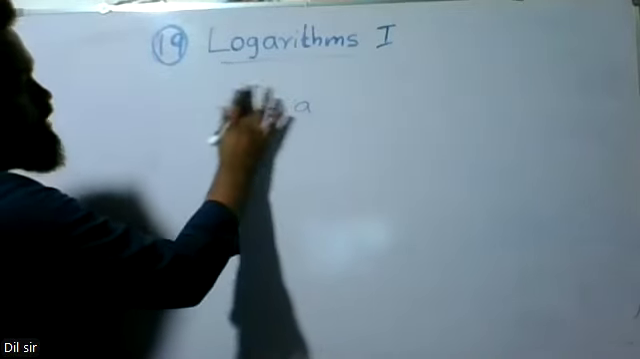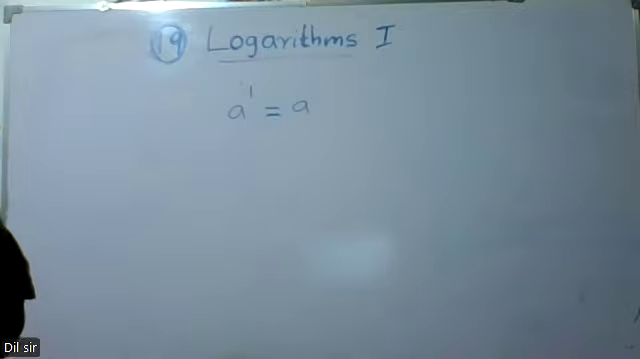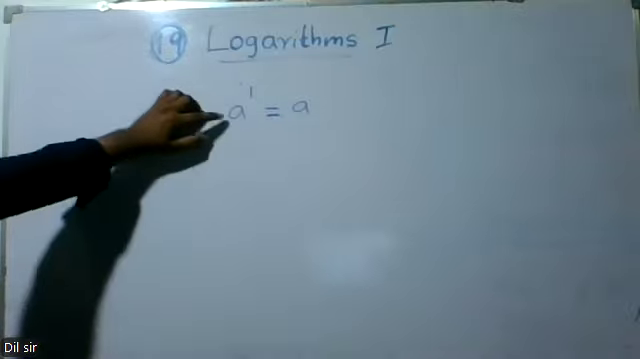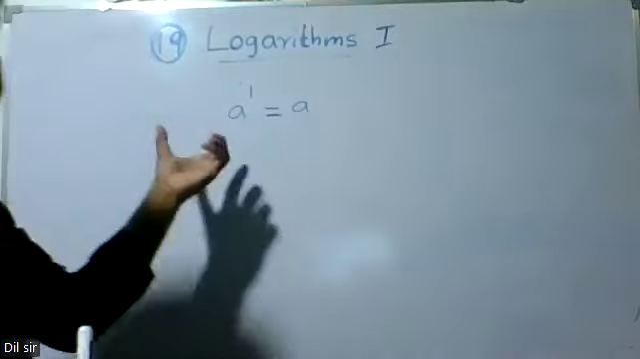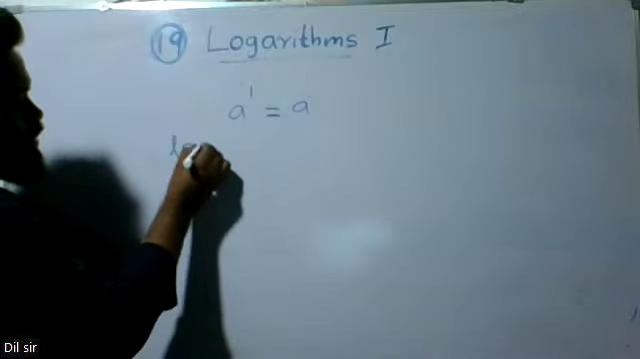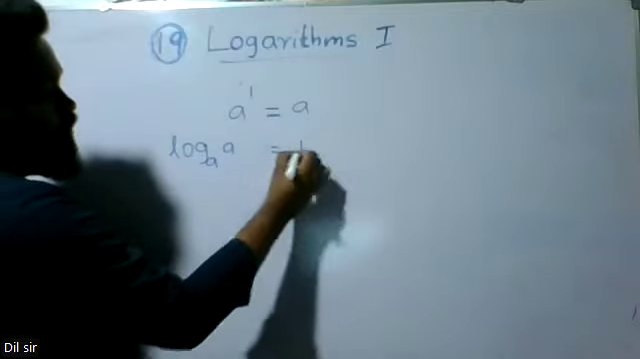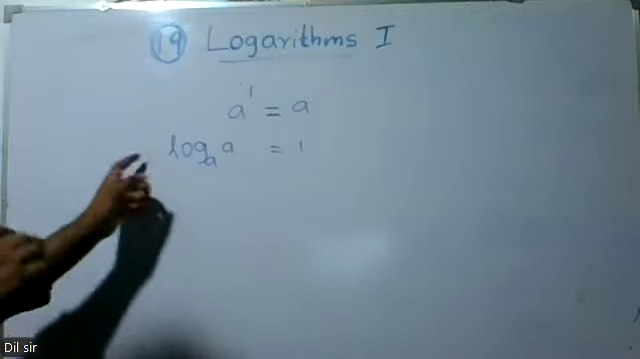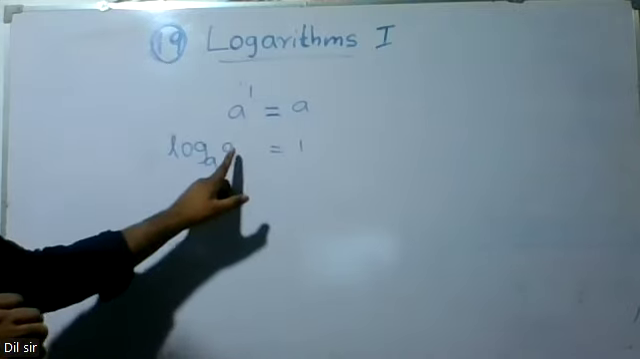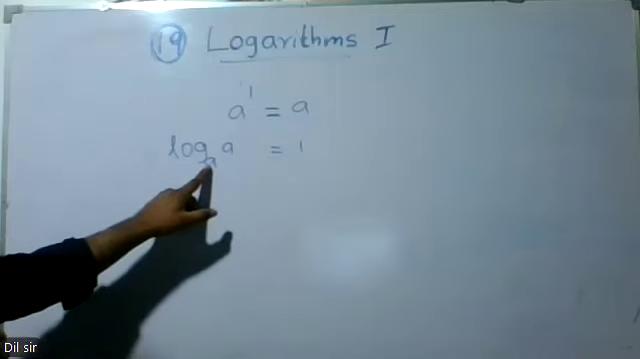What is this written expression? Is it in index form or logarithm form? It is index form. The base is a, the index is 1, the value is a. We will try to write this in logarithm form. Log, base is a, value is a, the answer is 1. This is a very important result. For any base, the logarithm of a value to the same base is 1.